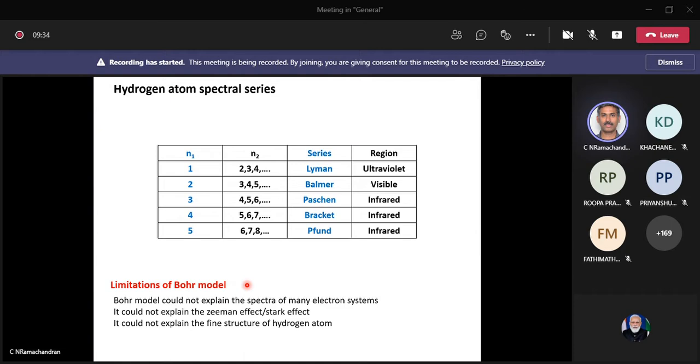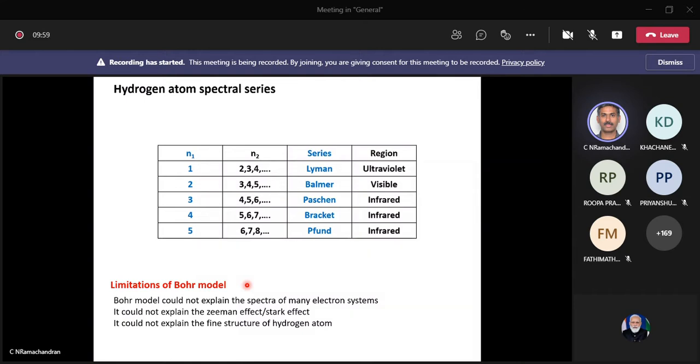So, limitations of Bohr: where the Bohr model failed. The Bohr model could not explain the spectra of many-electron systems. For hydrogen-like systems it was okay, but as more and more electrons are there in a system, when you take its spectra, there were some complications. Something unexpected was coming. That was possible only with the advances in experiments also.